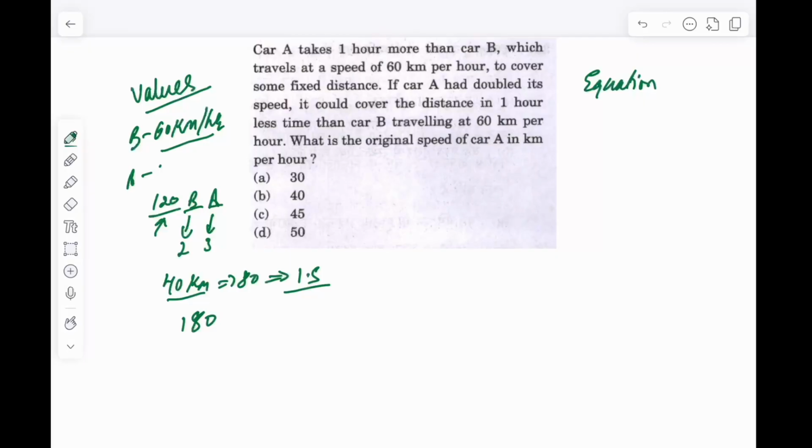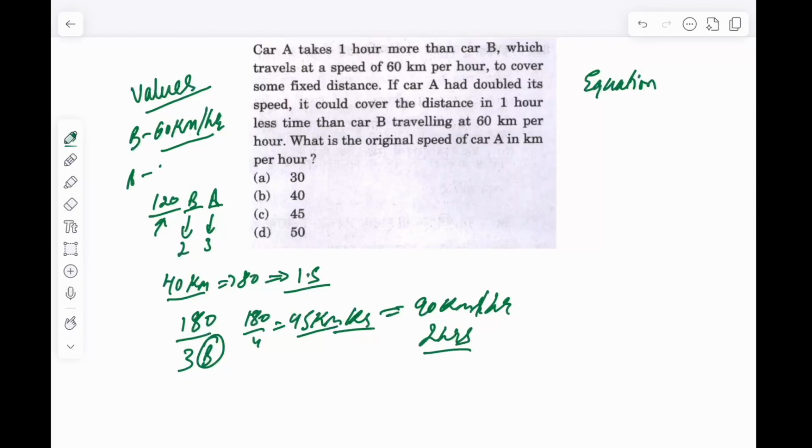Let's put it at 180. And at 180, 3 hours for B. For A, it would take what? Because 1 hour extra, so 4. So it will become 180 in 4 hours, which is equal to 45 kilometers per hour. And if it doubles its speed, it travels at 90 kilometers per hour, and that will be 2 hours. So yes, that works out well for us.